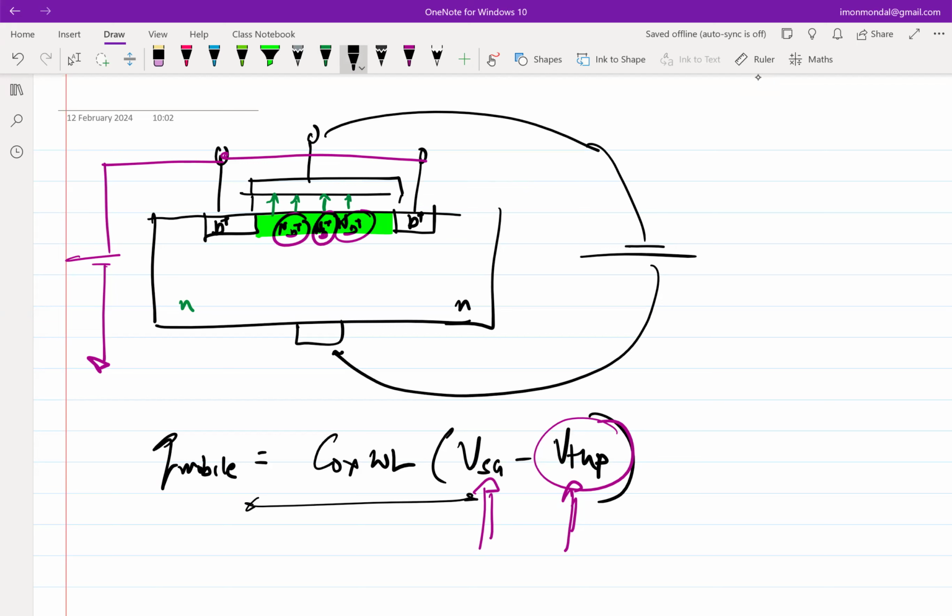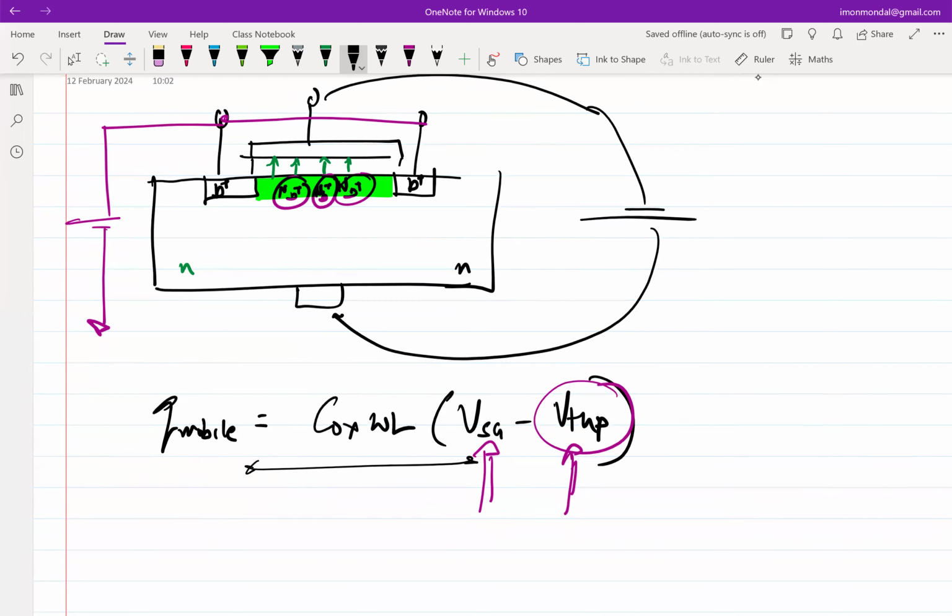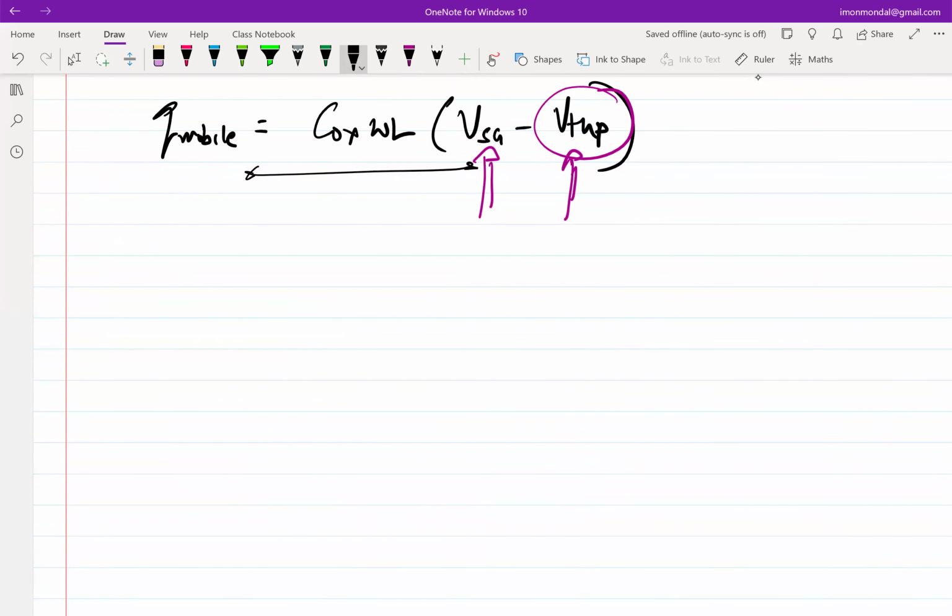So when we stopped in the previous class, we saw that we had developed some current voltage equations between the source and the drain, and we saw that this was the equation that we stopped at.